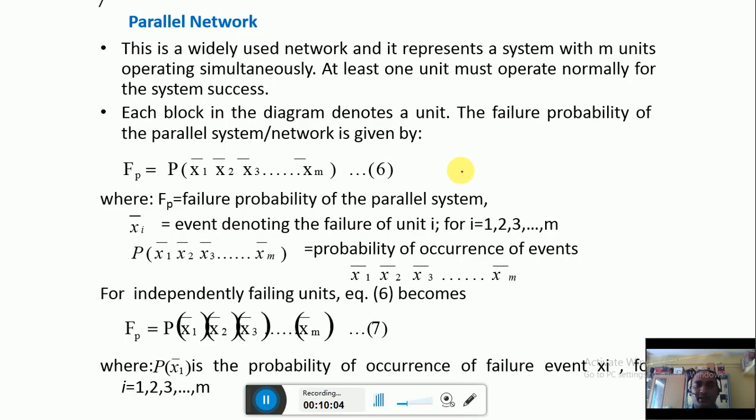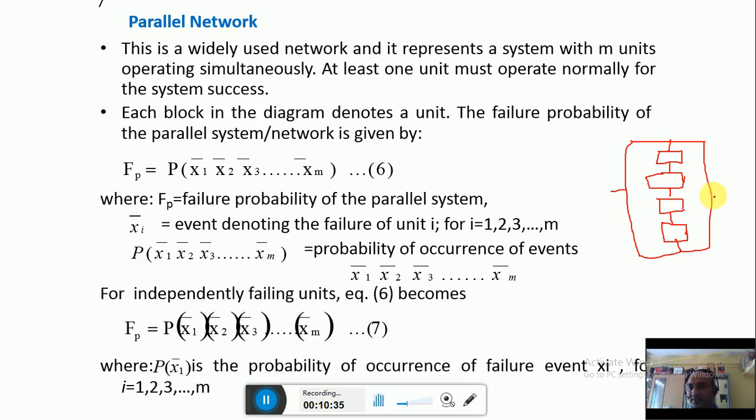Okay. Now the parallel network. What happens in a parallel network? All those components are working together, independently, at a time. Let us say there are four components, and the input is here and the output is here. So this is the way we can show the parallel configuration for reliability.